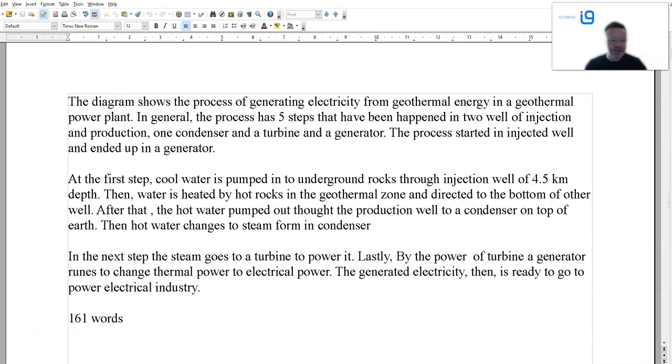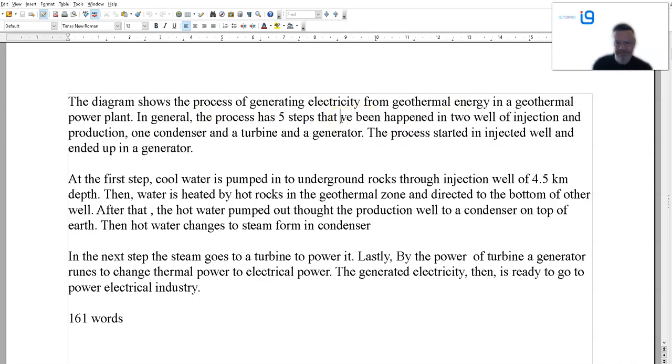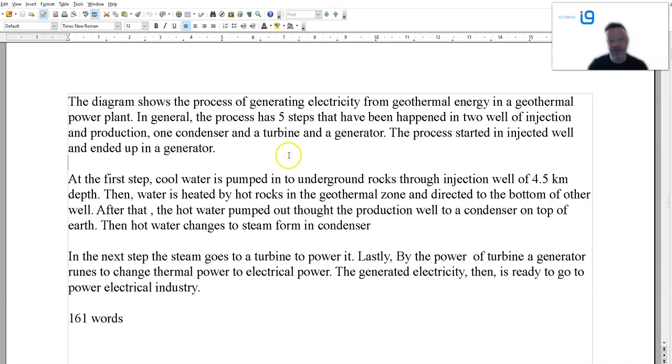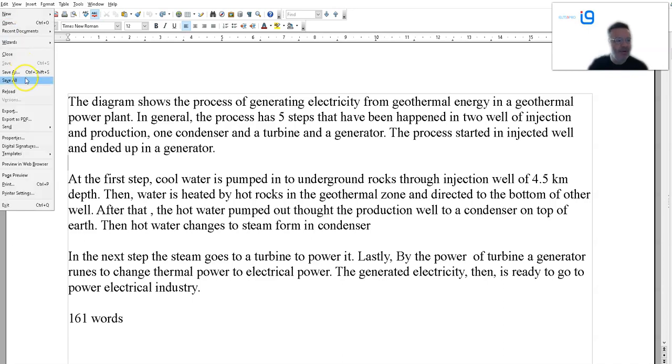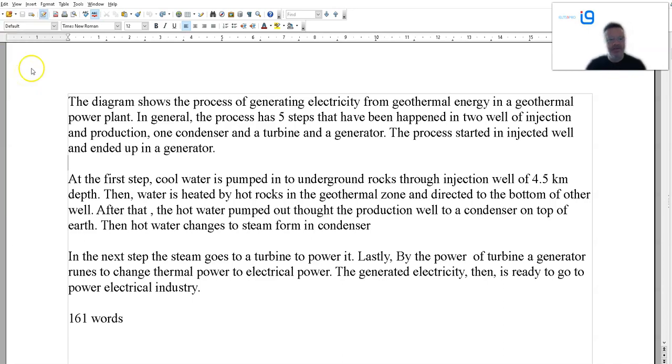Okay, so let's take a look at some of the student examples now. 161 words. Okay, the diagram shows a process of generating electricity from energy in a geothermal power plant. In general, 5 steps that have happened. Oops, I keep forgetting to put the changes on. That have happened or that happened, because this is in general.